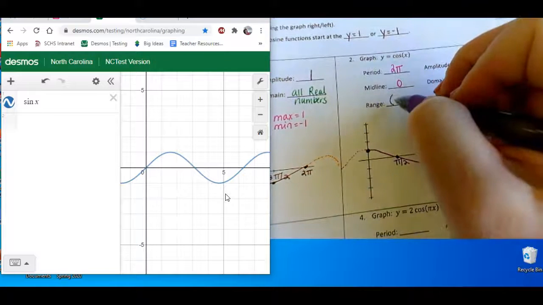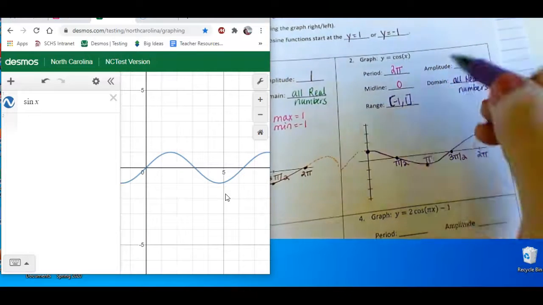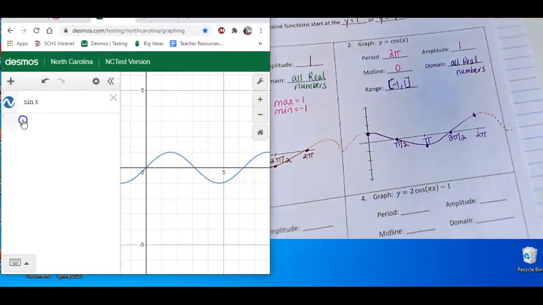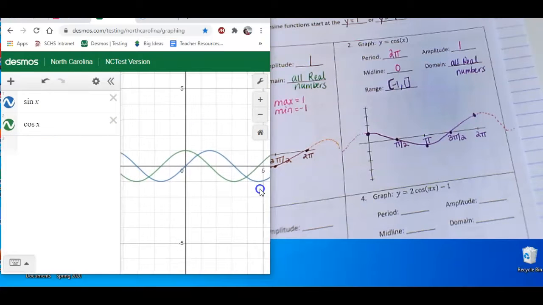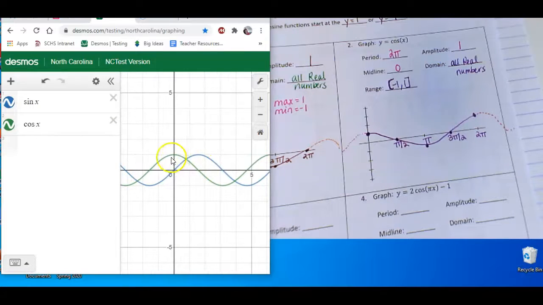And the range would still be -1 to 1. Because it still goes from 1 to -1. It just looks a little different. If I graph sine and cosine together, you'll see that they're really just shifted of each other. The two graphs are very, very similar. It's just that one graph is shifted a little bit to the right. Okay?